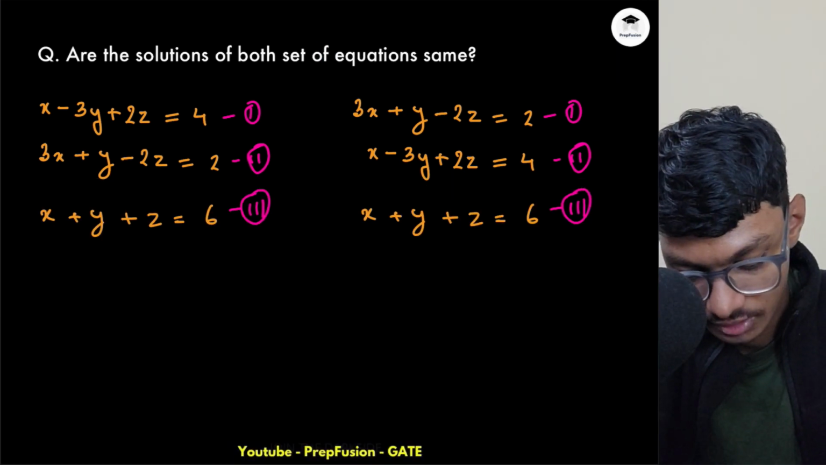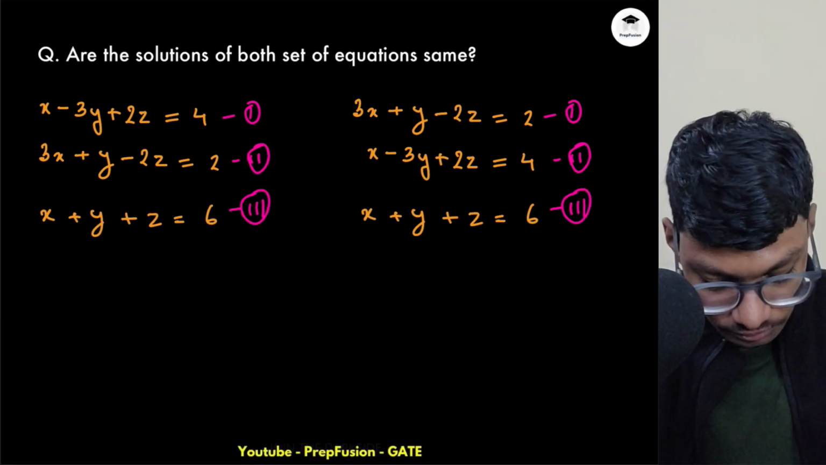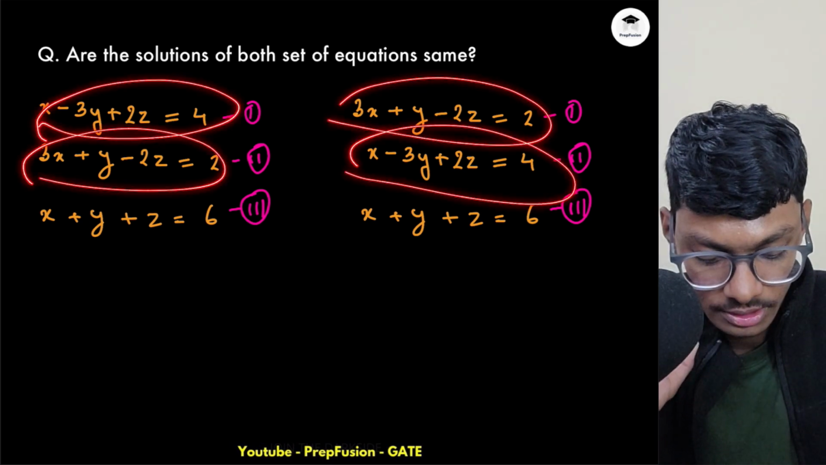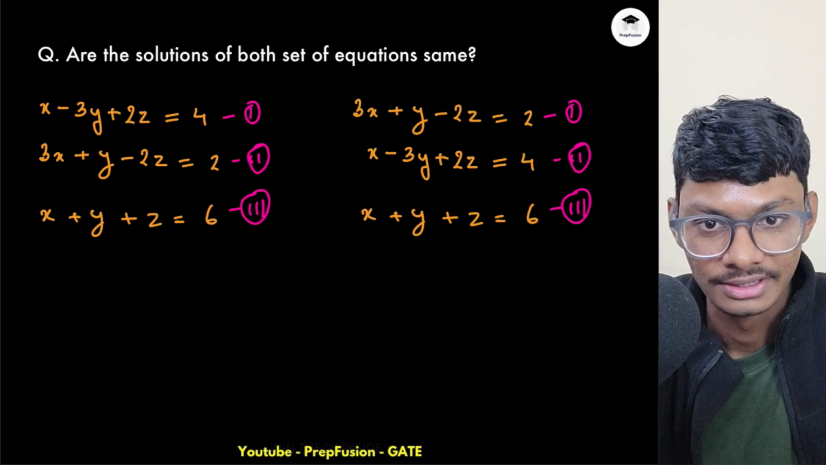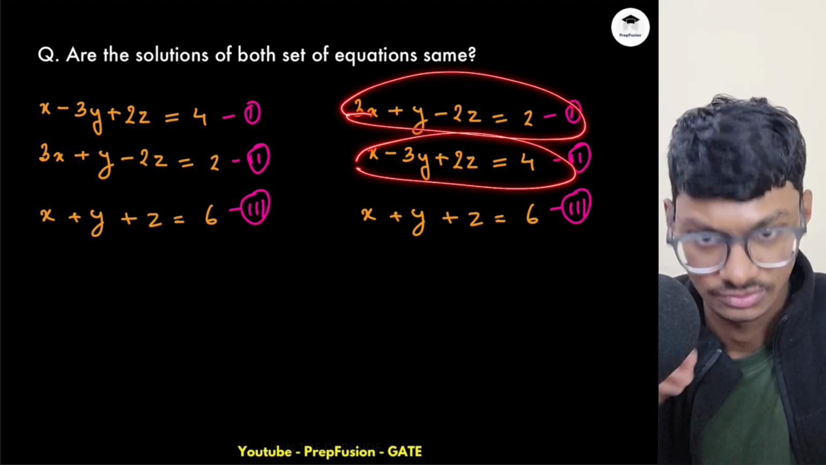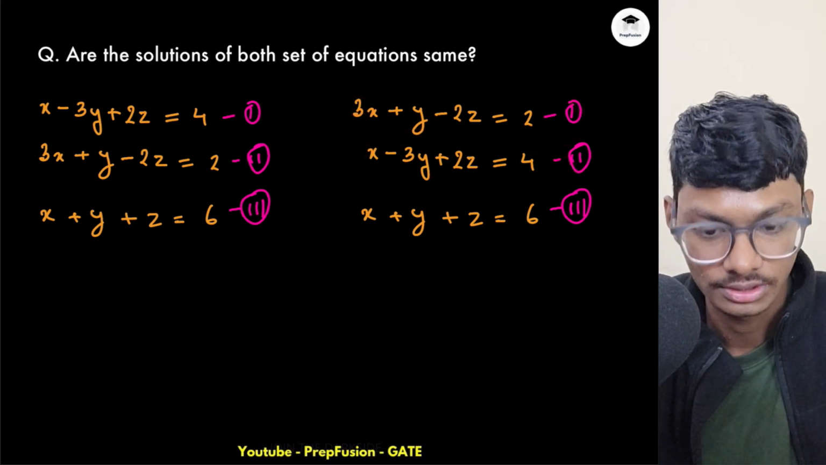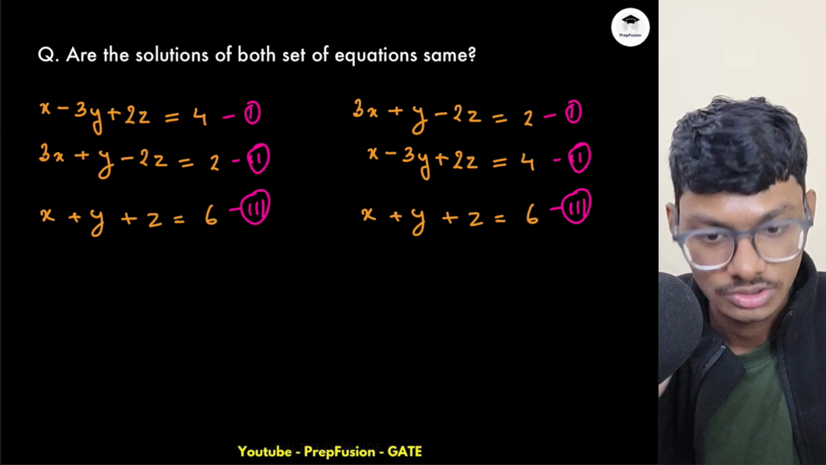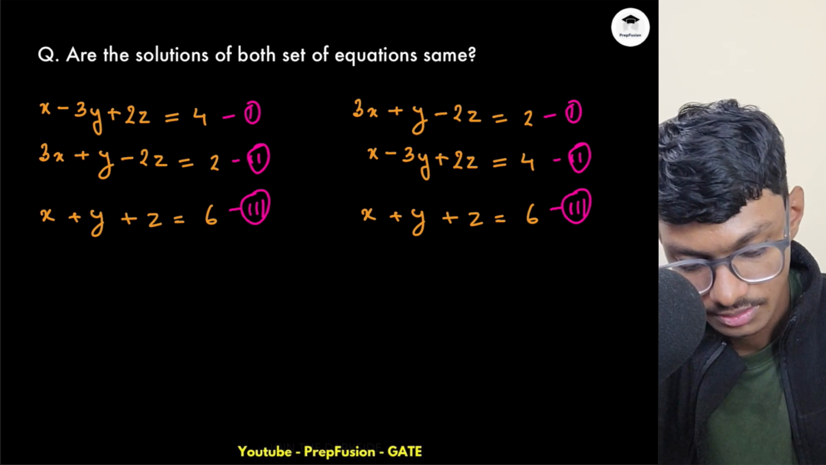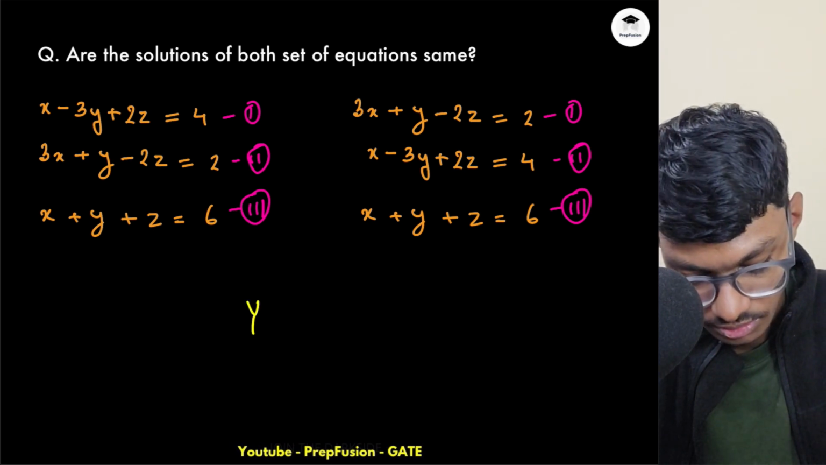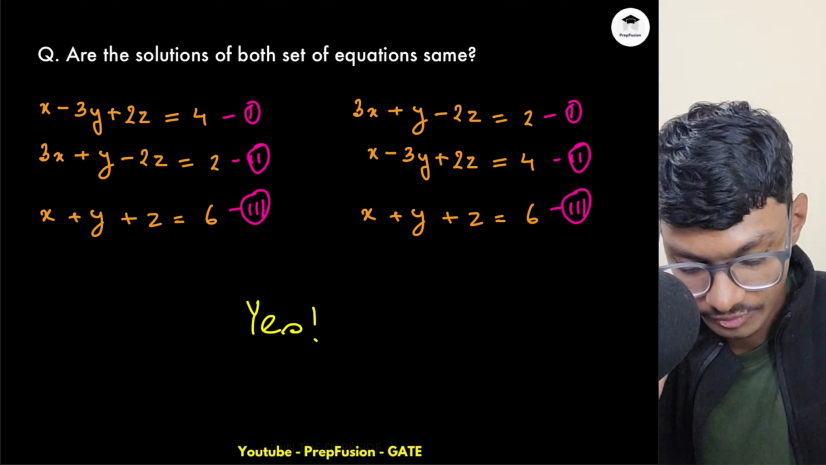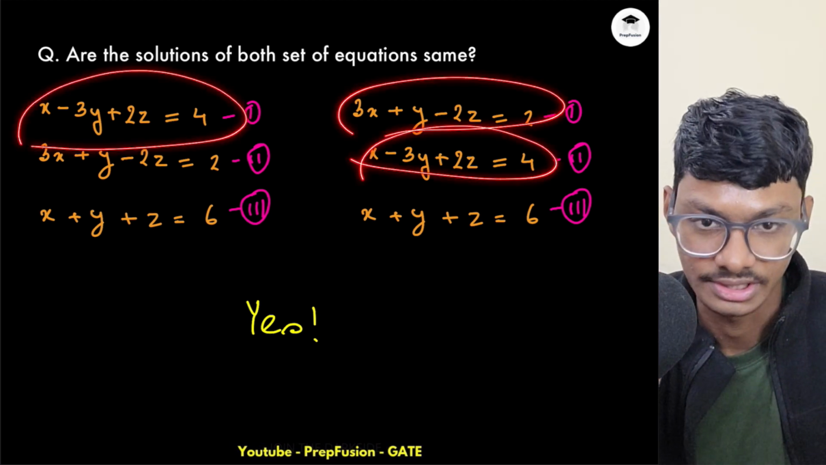If you observe it carefully, what will happen here is that these two are just swapped. Does it matter if I write this first or write this first? Will the solutions x, y, z change? No, right? If I write this first or this second, will the solution change? No. So it doesn't matter. Solutions will remain the same.